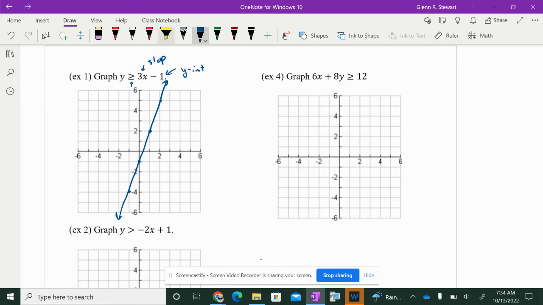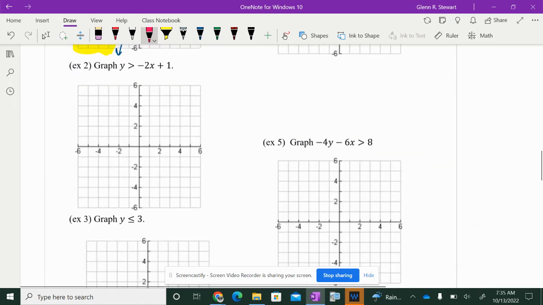Now, for the most part, since this is greater than, we want to shade above. But let's say we don't know what is above and what's below. How could we determine that? We could use something called a test point. In this case, I'm going to pick any point on here. I'm going to choose (0, 0), and plug it into my equation and see if it's true. So 0 for y, greater than or equal to 3 times 0 minus 1. So 0 is greater than or equal to -1. That holds true, so I would shade on the side of the test point, as I did.